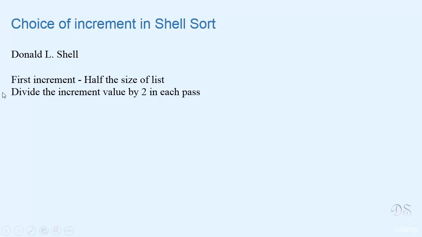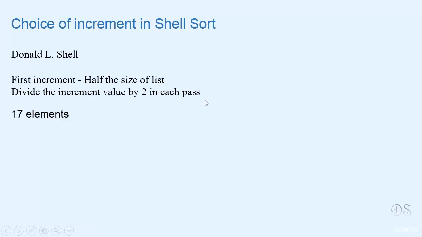Now let's talk about increments. The value of increments that we have taken in our example are 5, 3 and 1. Now we can take any other sequence of increments. The only condition is that the increment should decrease in every pass, and in the last pass the value of increment should be 1. Now the sequence of increments given by Donald L. Shell was this. He suggested to take first increment as half the size of list and then divide the increment value by 2 in each pass.